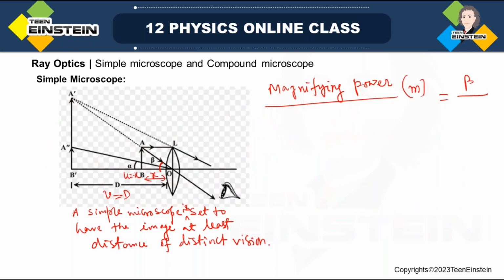See, the object is so adjusted that we have to take the angle of the object when, like magnifying power, in this case we are defining when both the object and image are at the least distance of distant vision. So if you see this object AB, just go here with this. See this A double prime B prime. This is the same as this lengthwise, vertical lengthwise AB and A double prime B prime are same.